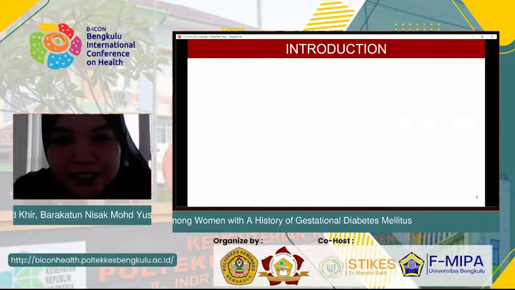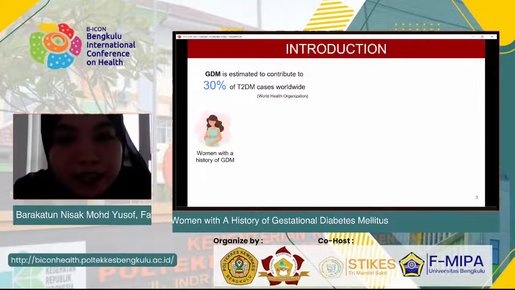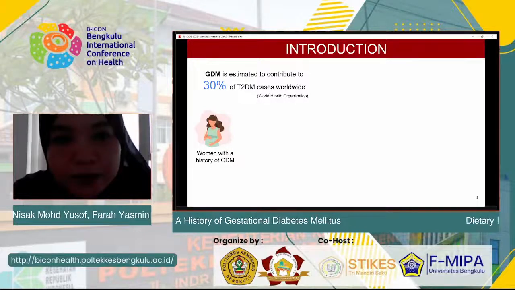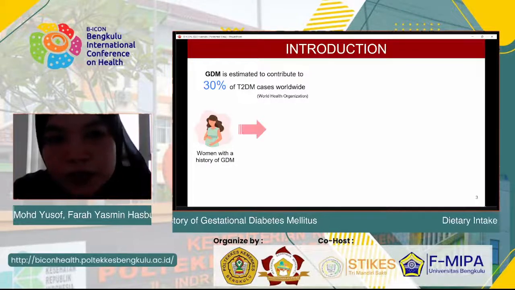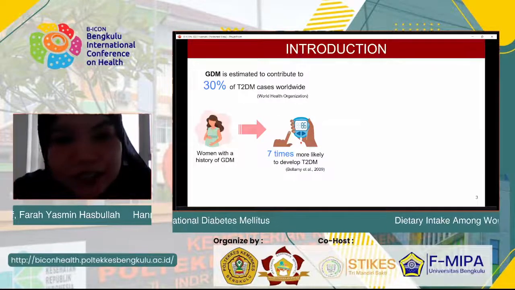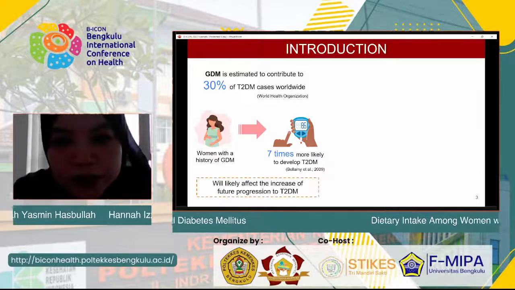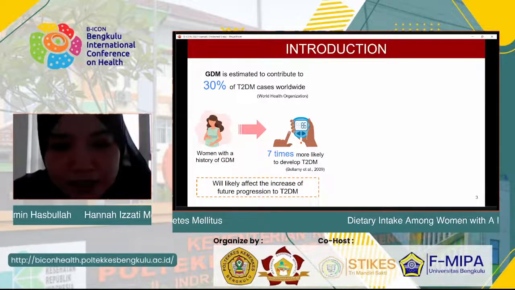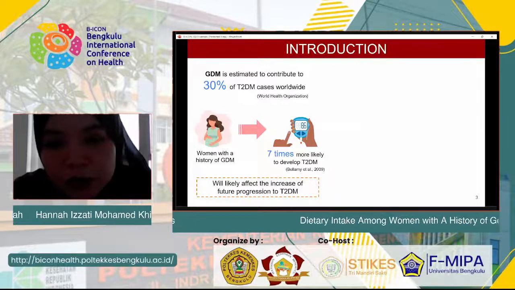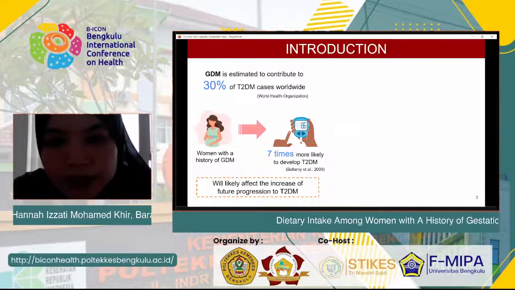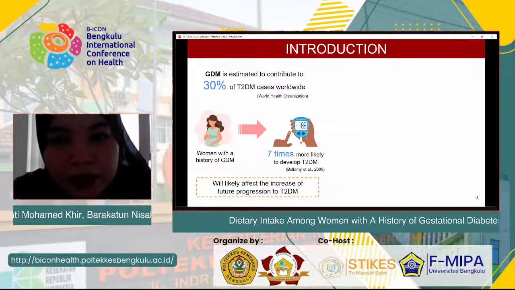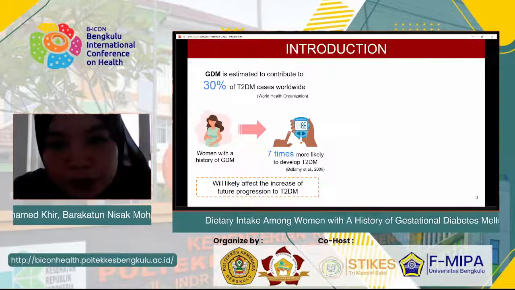The prevalence of GDM has been increasing, and according to the World Health Organization, WHO, it is estimated to contribute to about 30% of T2DM cases worldwide. GDM, as we know, poses significant health effects to both the mother and the fetus. Studies have shown that women with a history of GDM were 7 times more likely to develop T2DM compared to those with normal glucose status. This increasing GDM prevalence will likely affect the increase of future progression to type 2 diabetes.